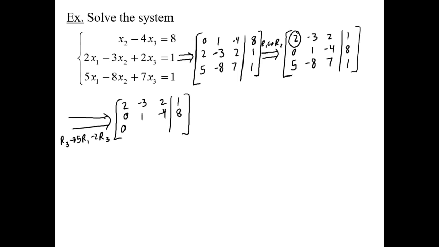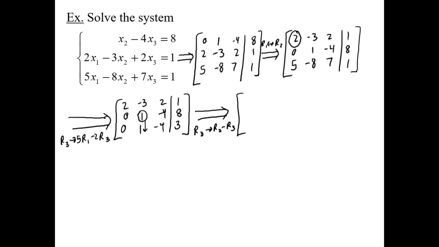5 times the top row, negative 2 times the bottom row gives this a 1. 5 times the top row is 10. Negative 2 times the bottom row is negative 14, so that's negative 4. 5 times the top row is 5. Negative 2 times the bottom row is negative 2, so this becomes 3. Okay, so we've got a 2 in that pivot position, zeros below it. Now I have my new pivot position. We want to get zeros below there. And so it looks like I can just take row 3 and replace it with row 2 minus row 3.